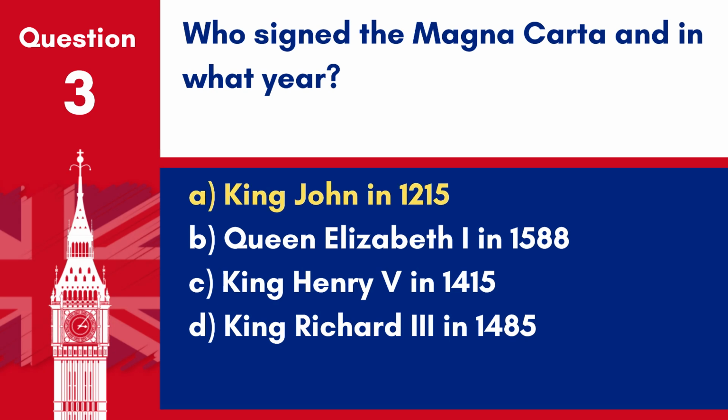Answer. A. King John in 1215. The Magna Carta was signed by King John of England in 1215 and is one of the most important documents in the history of democracy as it limited the powers of the monarch.